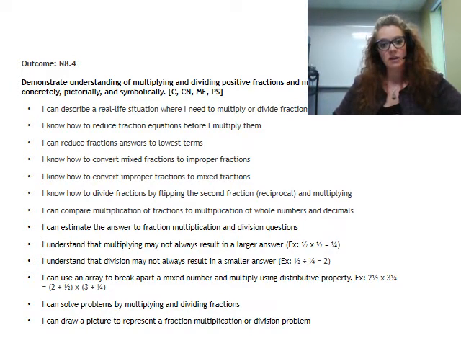Reducing your fraction in the end so that you end up with an answer that's lowest terms, converting mixed to improper and improper to mixed, and knowing how to divide fractions by flipping the second fraction, turning it into a reciprocal, and then multiplying. Comparing fractions to whole numbers and decimals, estimating your answer, so knowing if you've got something that's reasonable or not. And it's interesting to note that multiplying doesn't always give you a bigger answer, especially when you're working with fractions, and dividing may not always give you a smaller answer.